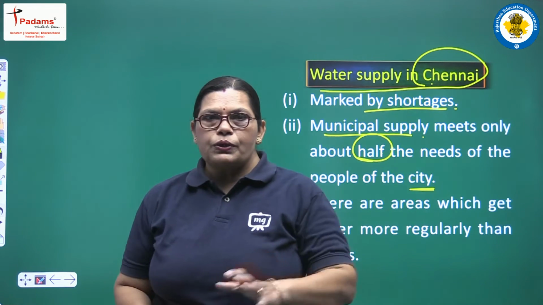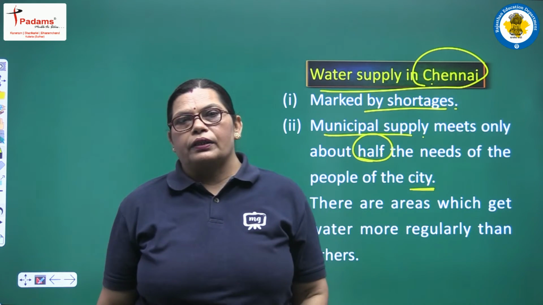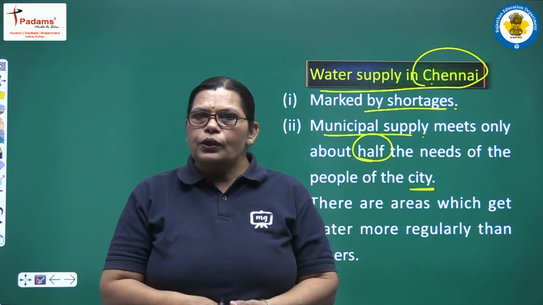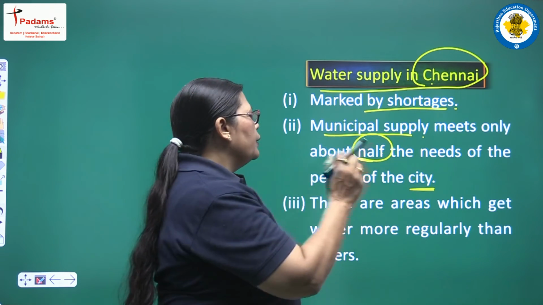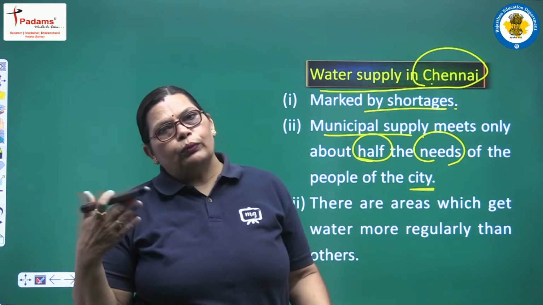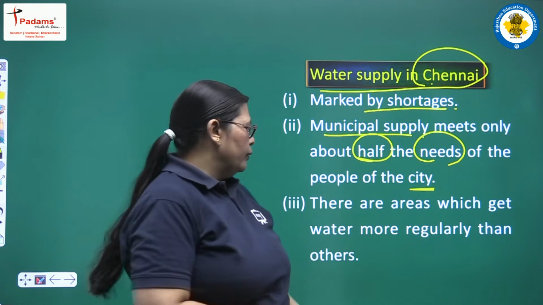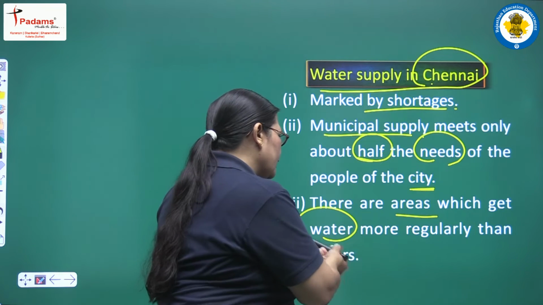अब हम क्या देखते हैं बच्चों, जो म्यूनिसिपल बोर्ड है जो कि चेन्नई में वाटर सप्लाई का काम करते हैं, वहाँ पे तो सिचुएशन टोटली डिफरेंट है. वो तो सिर्फ हाफ ऑफ द नीड, पानी की जितनी नीड है उसका सिर्फ आधा पोर्शन ही सप्लाई कर रहे हैं. There are areas which get water more regularly than others.